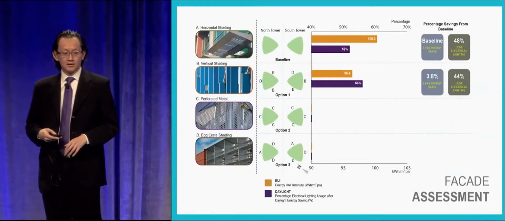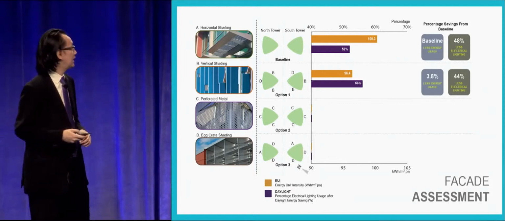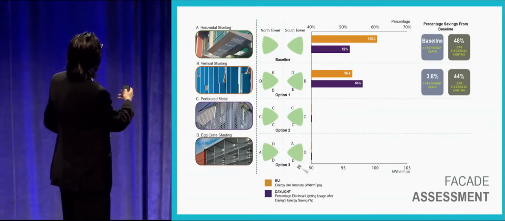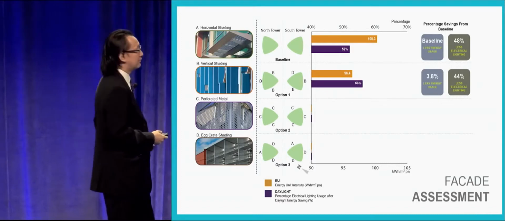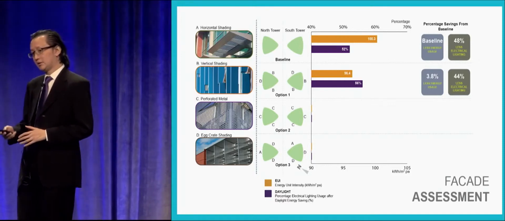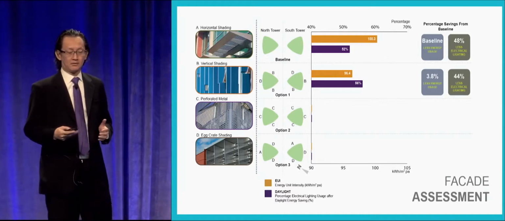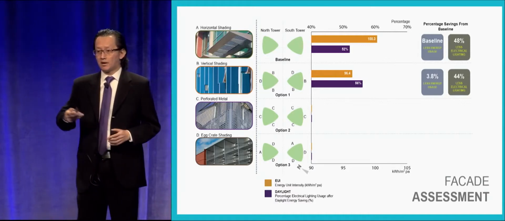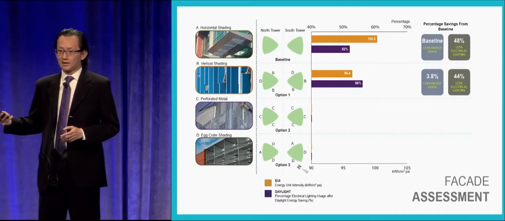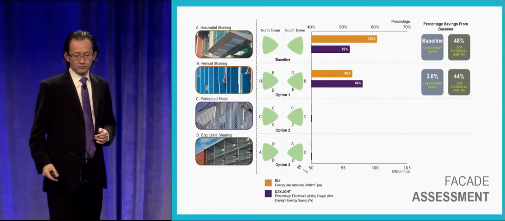We introduce shading in option 1, which is a vertical shading and an eggcrate shading device. This is each shading that we apply in the facade. And you can see the energy use is dropping, which is getting better, but we compromise a little bit in daylight performance. The more energy saving from the electrical lighting, it means that the more daylight that we introduce to the space.